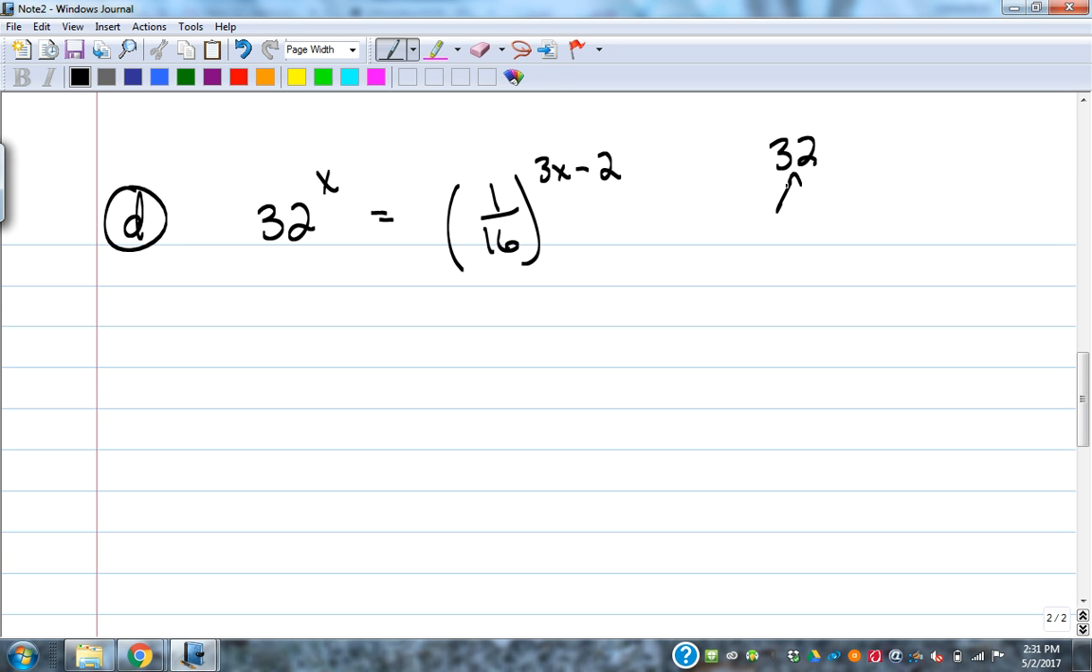So I'm going to go over here and do a factor tree for 32. We know that's 8 and 4. That's 4 and 2. There's 2 and 2. And 4 breaks down to 2 again. 1, 2, 3, 4, 5 2s.